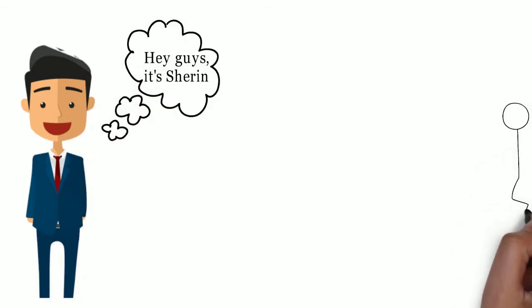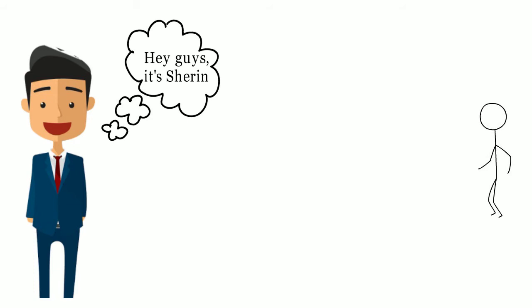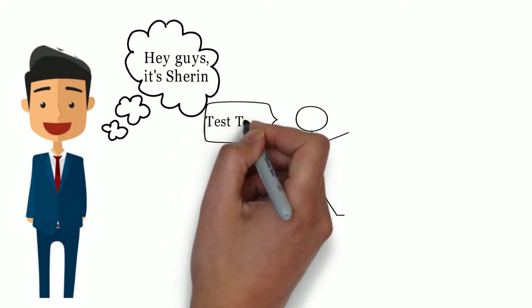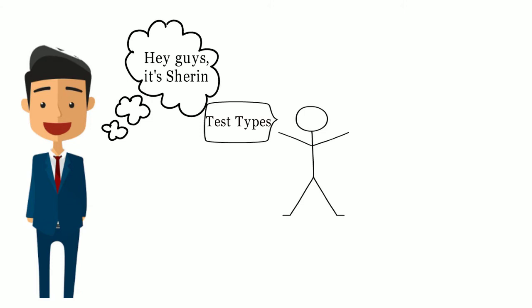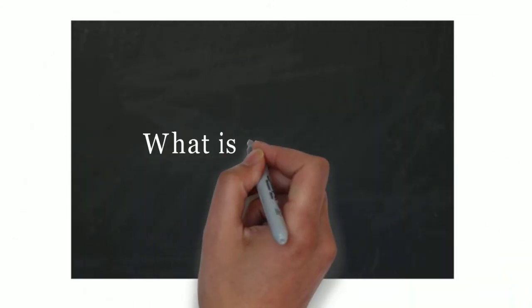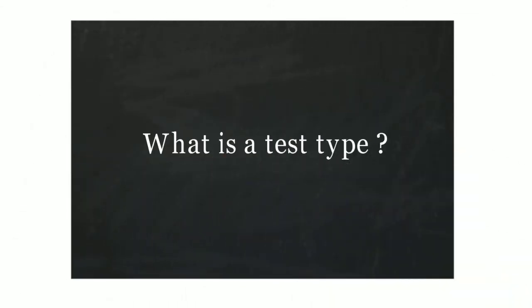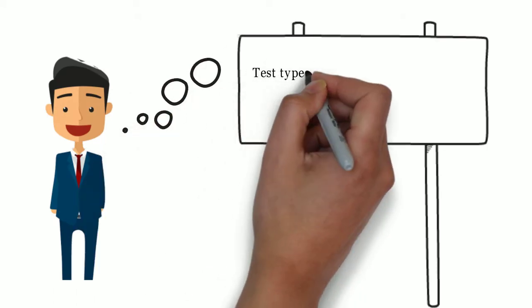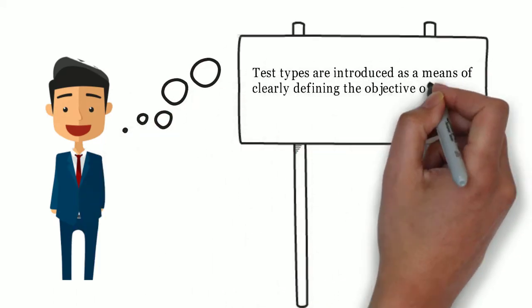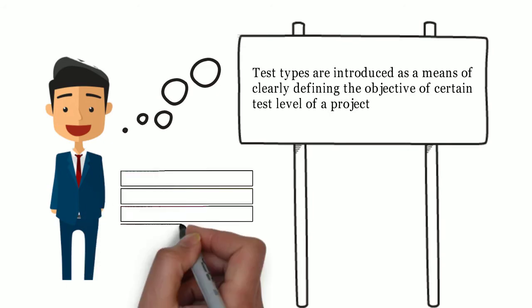So far we had sessions on software testing fundamentals, different types of software development models, test strategy, test approach and test plan, and test levels. So today we are going to discuss test types. So let's start with what is a test type. To clearly define the objective of a certain test level of a project, test types are introduced.